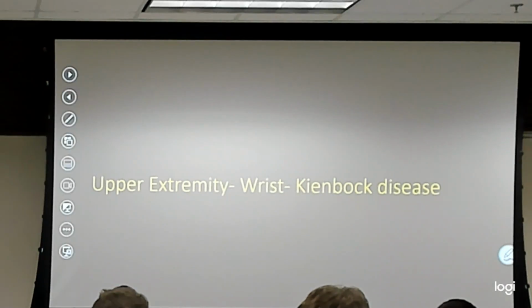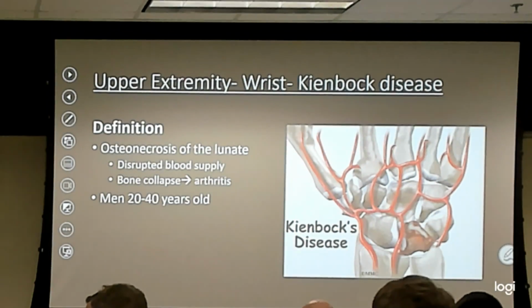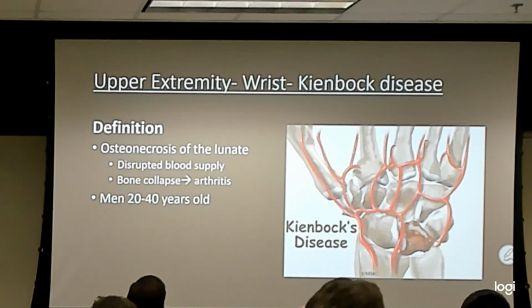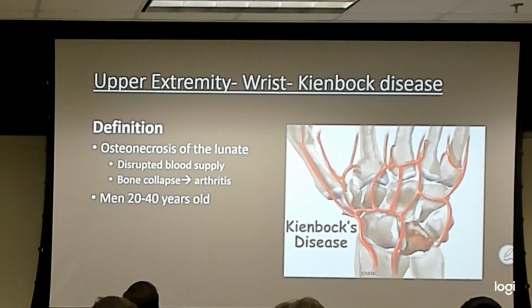Kienbock's disease, or as labeled here, Steinbach's disease. So this is osteonecrosis of the lunate. Okay, so osteonecrosis is caused by altered blood supply to bones. The scaphoid likes to do this. You probably heard about that at some point. This is a different disease process. Once the lunate gets a disrupted blood supply, that results in bone collapse because there's not enough structure there to hold everything up. And eventually this abnormal shape will result in arthritis.